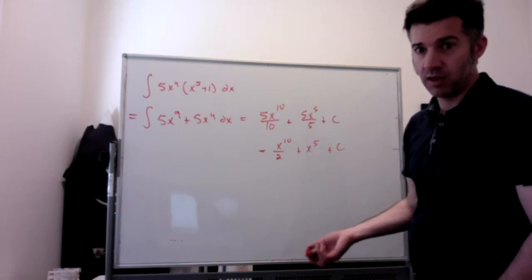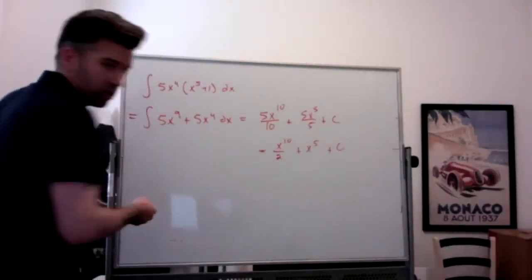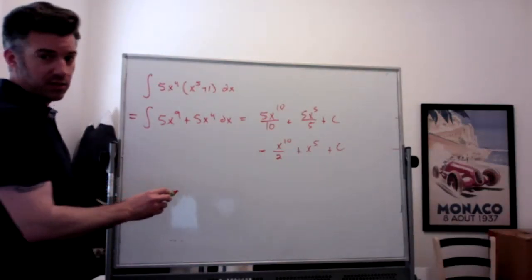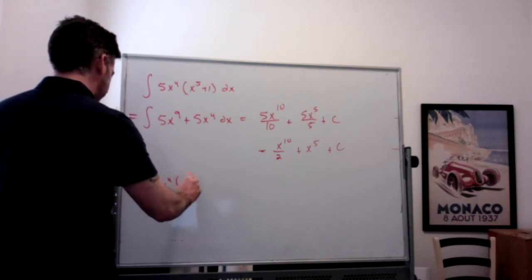Perfectly legitimate. However, there's another way you can do it. This is what's called substitution. So we can write this and say, well, look, the integral of 5x to the fourth, x to the fifth plus 1.